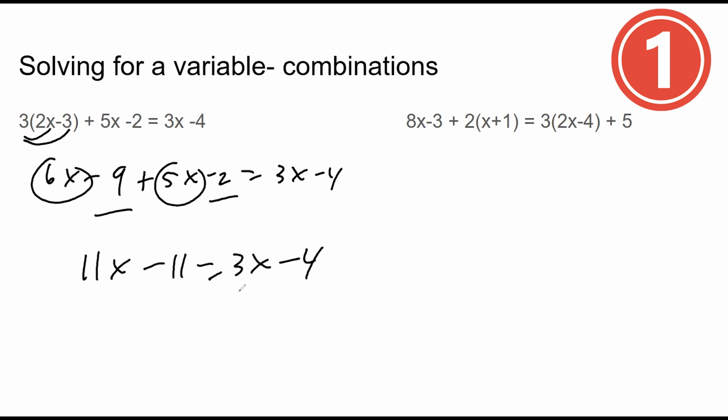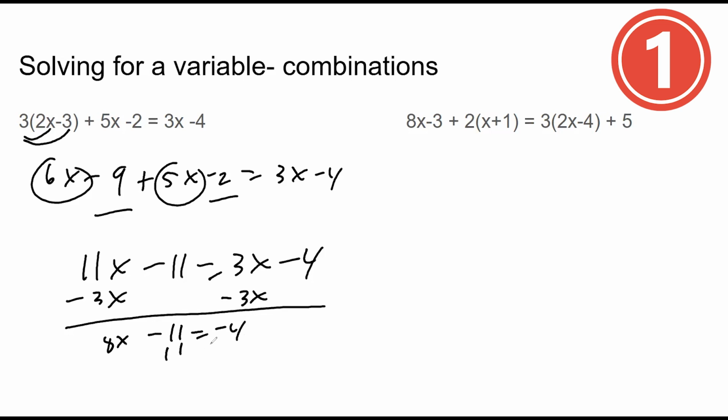All right, now I'm going to move the x over. Negative 3x, negative 3x. All right, and that gives you 8x minus 11 equals negative 4. I'm going to add 11 to both sides. 8x equals 7. Divide by 8, divide by 8. So x equals 7/8.